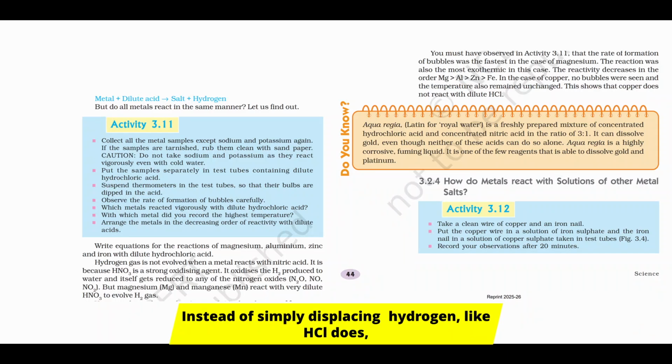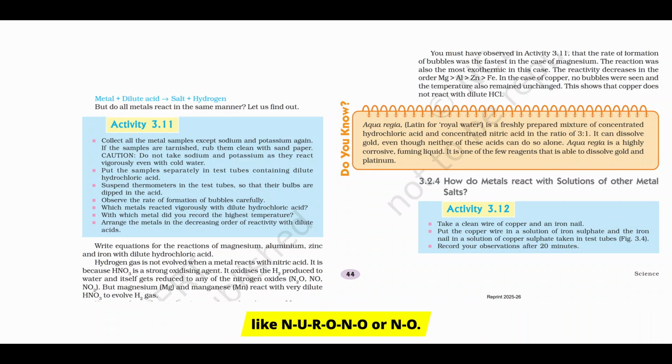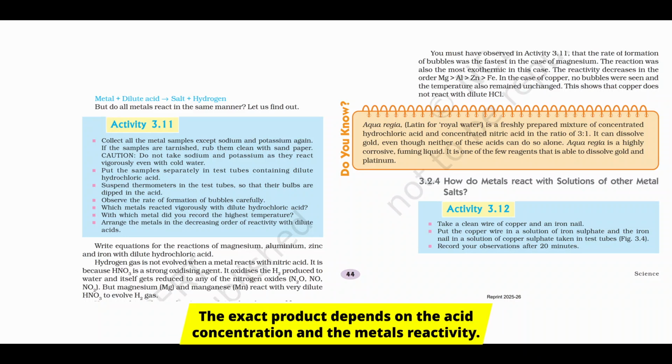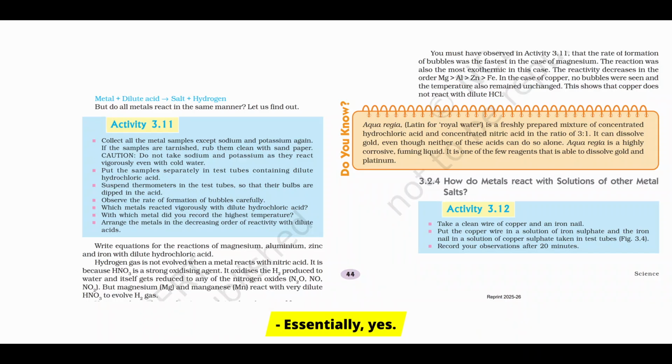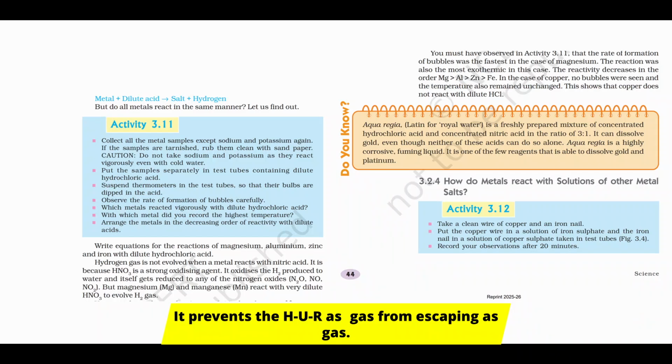Instead of simply displacing hydrogen like HCl does, it actually oxidizes the hydrogen gas, H2, produced to water. In the process, the nitric acid itself gets reduced. It gains electrons, forming various nitrogen oxides like N2O, NO, or NO2. The exact product depends on the acid concentration and the metal's reactivity. So it reacts with the hydrogen it produces. Wow. Essentially, yes. It prevents the H2 from escaping as gas.